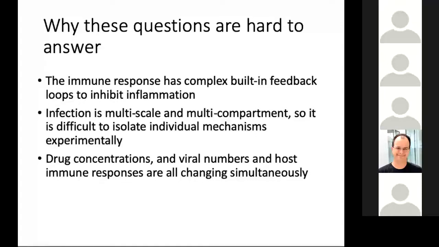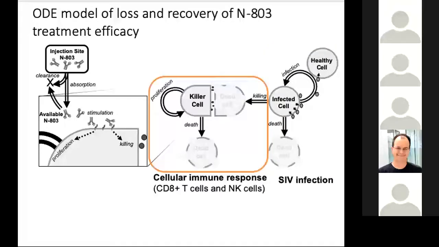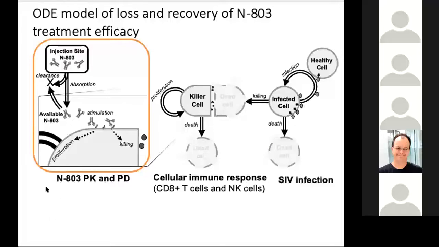So what we did in this case to try to address some of these challenges is to build a very simple ordinary differential equation, ODE, model of this system. So here's the infection and immune response figure that you already saw. We have part of our model that represents the infection, so the interaction between the virus and its target cells. We have another part of our equations that look at the cellular immune response. Again, this is a very simplified cellular immune response, including separate representation for CD8+ T cells and NK cells. And then we have a different model that looks at the N803 pharmacokinetics and pharmacodynamics, so how the concentration changes over time and how it impacts the cells to stimulate both proliferation and killing.